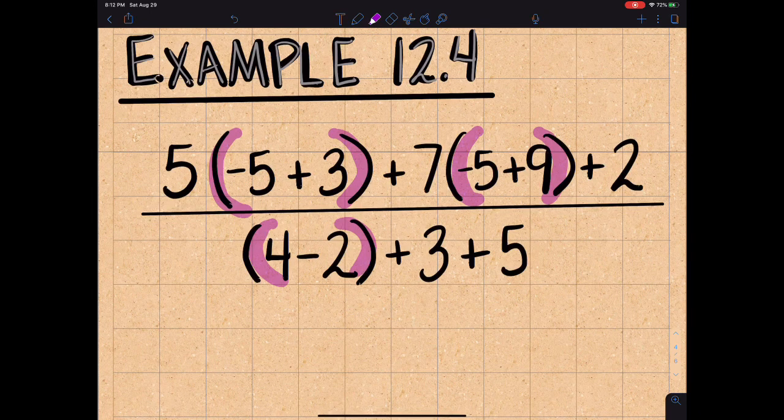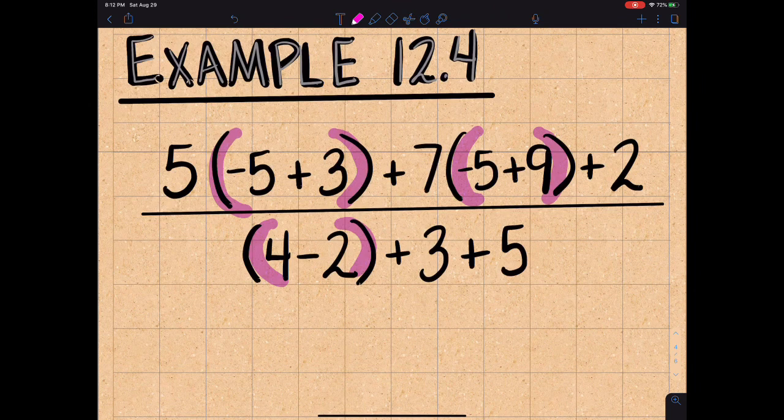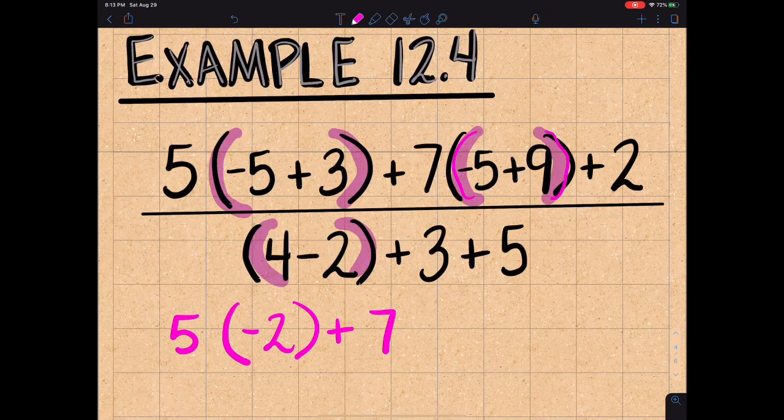And if you do all of those first and then rewrite that whole thing, what you're gonna end up with is 5 times negative 5 plus 3, which is negative 2, plus 7, and then negative 5 plus 9 is going to be positive 4. You don't have to write that positive, but you can. In fact, I'm gonna get rid of it because it's a little confusing. And then you add that 2 at the end.